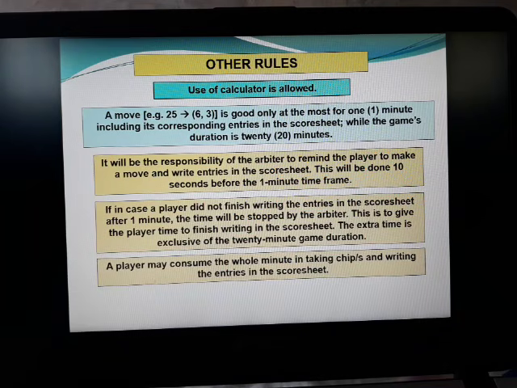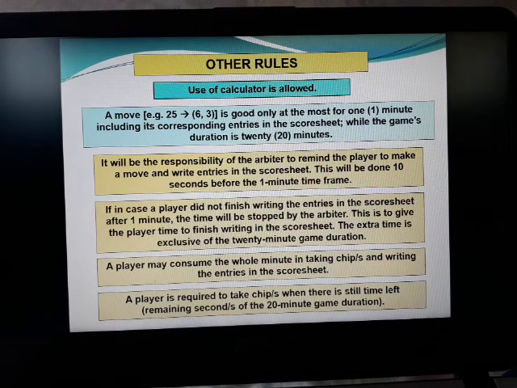A player may consume the whole minute in taking a chip and writing the entries in the score sheet. So a player is required to take chips when there is still time left or remaining seconds of the 20-minute game duration.